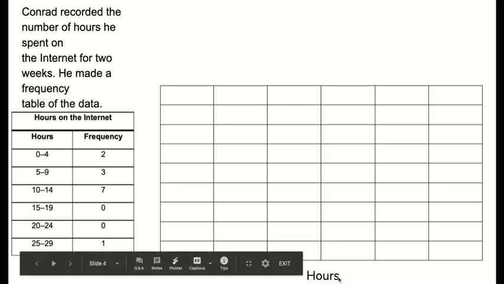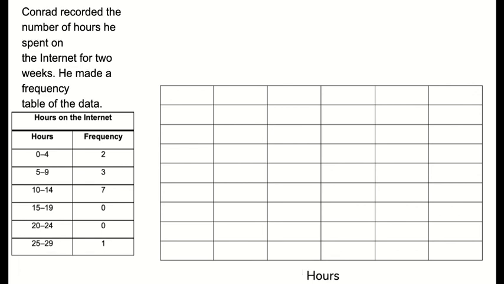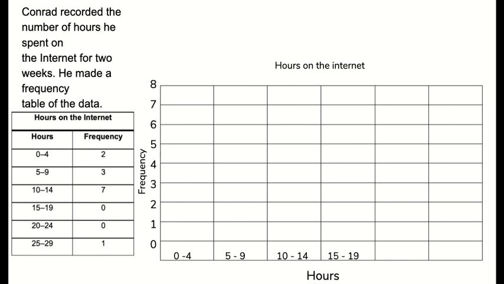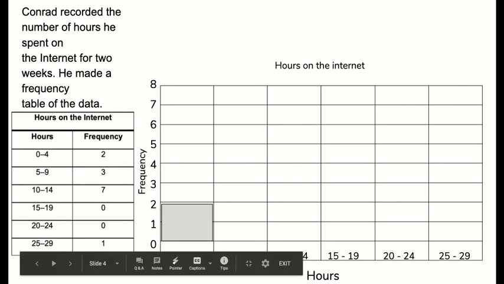We always want to make sure that we label both of our axes, okay? So hours should go on the bottom because that's going to be where my intervals are, and then frequency is going to go on the vertical axis, and a title for the whole histogram could be hours on the internet. On the bottom, I'm going to put my ranges, my intervals of hours, and then I can see, right, the frequency for 0 to 4 hours is 2. So I would just draw my vertical bar up to the 2, okay?